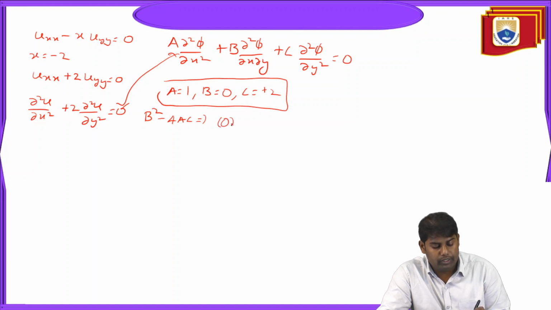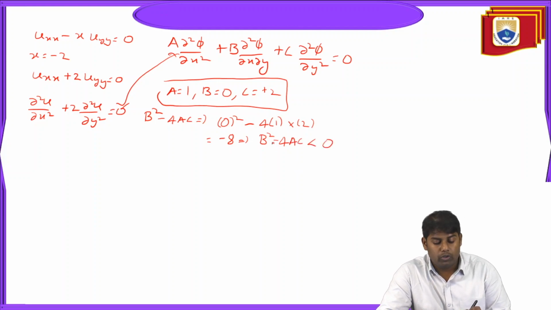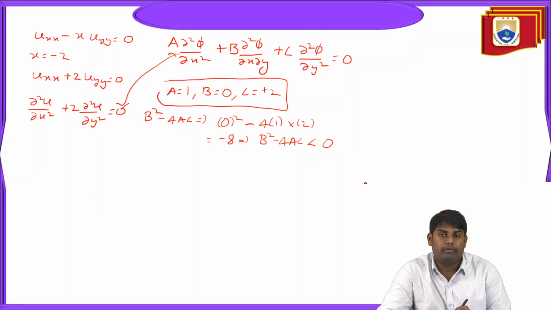So 0 square minus 4 into 1 into 2. So basically here it has come minus 8, which shows that the b square minus 4ac value is less than 0. So this forms elliptic. Okay.